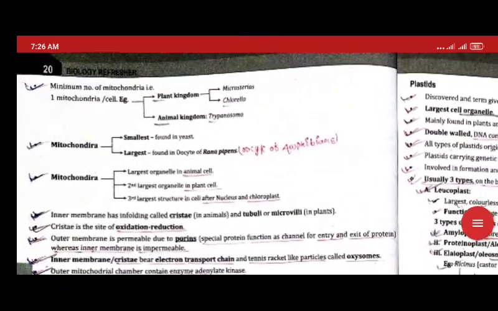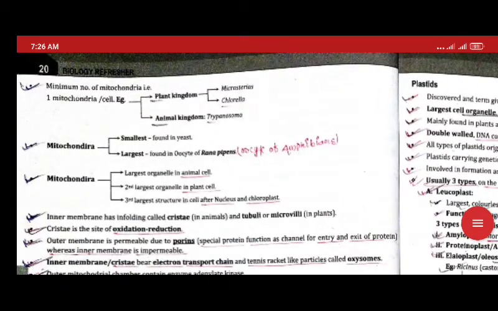Continuing our mitochondria. Here, the minimum number of mitochondria: if one cell contains only one mitochondrion, as in plant cells, in Chlorella and Micrasterias. Now in animals we have Trypanosoma. Trypanosoma we have studied, that is sleeping sickness. So it induces what? Sleeping, called Trypanosoma cruzi and Trypanosoma gambiense.